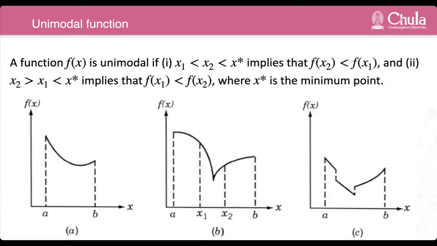For example, this one is clear that this is convex, right? What about this one? The B. B is unimodal, but is not convex, right? What about this one? This one also, right? Because we have a discontinuity here on C. Okay, so these things are unimodal functions.